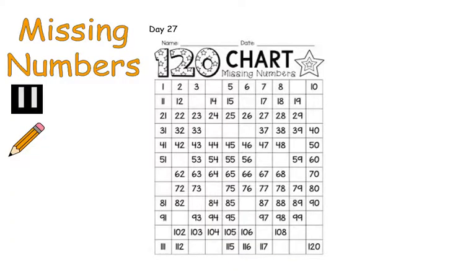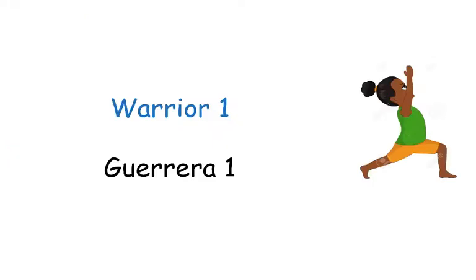Okay, so your first part of your math work today is this missing numbers 120 chart. So what you have to do is fill in the numbers that are missing. So go ahead and press pause and you can fill in all of your numbers. When you're done with that, Warrior 1. Take a nice deep breath in and blow it out.